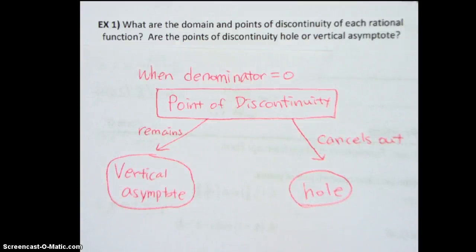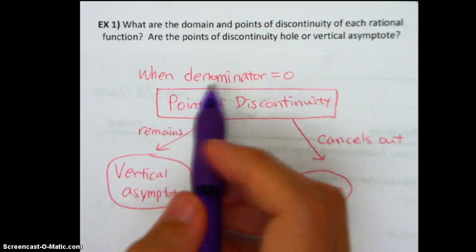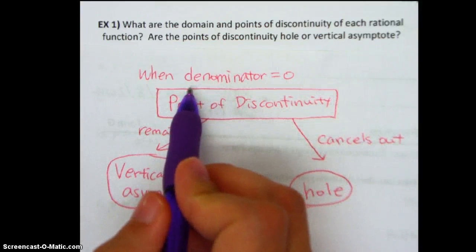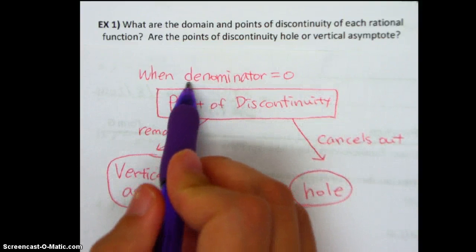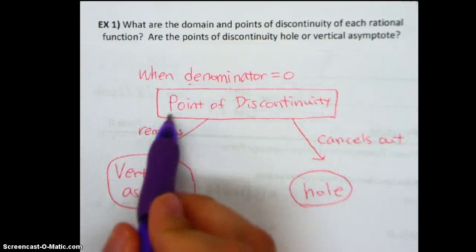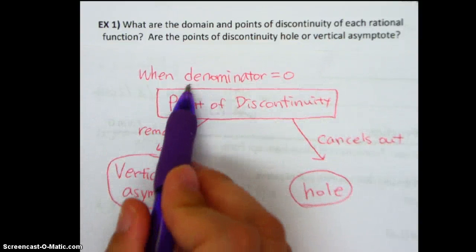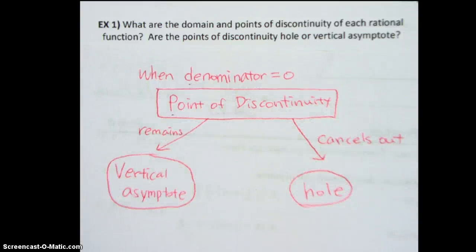Okay, in this video we're gonna look at a few more examples of the vertical asymptote and the hole, the point of discontinuity. Let's just review: when the denominator of the rational function equals 0, you have a point of discontinuity. There are two types of point of discontinuity.